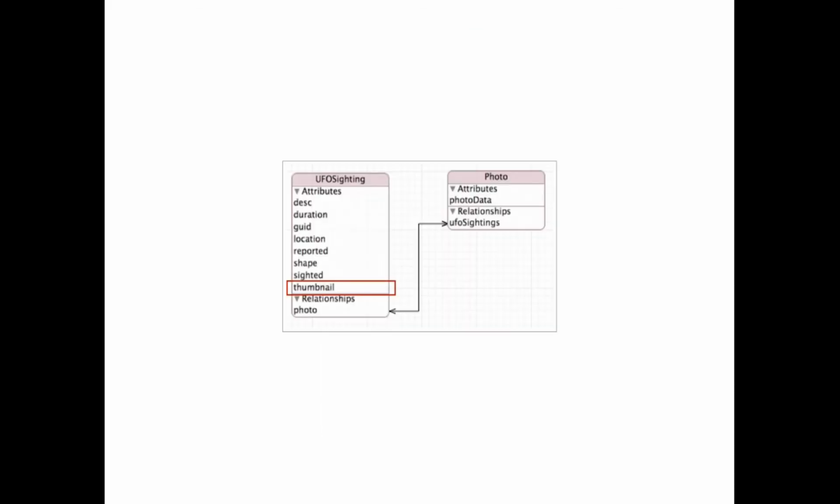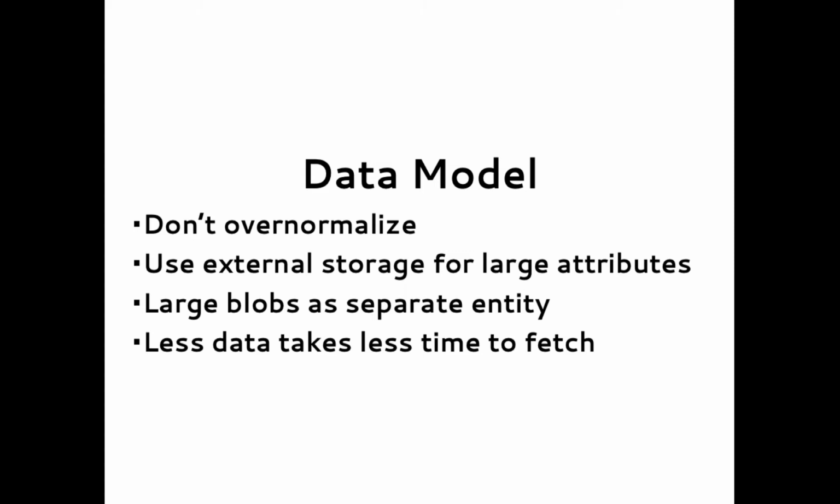So one thing you could do is create a thumbnail of that full photo. And so keep the thumbnail on the primary entity, but put the full-size photo on a separate entity. And this generally goes with the philosophy of less data takes less time to fetch. So we've reduced the amount of data on that primary object, the UFO sighting, and replaced it with a thumbnail. So for the data model, don't over-normalize. You can put large blobs as separate entities, and sometimes that'll help. And if possible, if it's a photo, put a thumbnail on the entity, because that's going to take less time to fetch.